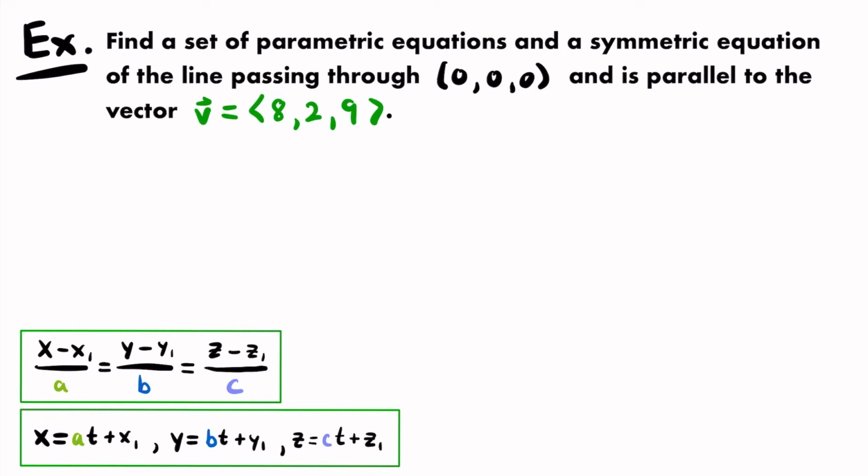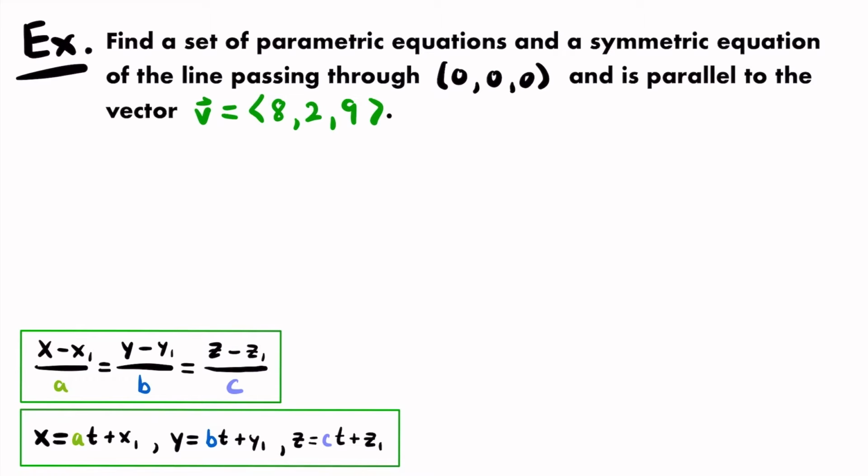Okay, but now ignoring that parameter of t for now, you'll notice that both of these forms of representing a line in 3D involve these values of a, b, and c, as well as x1, y1, and z1, right? All of those values are in both of these forms. And so what do each of those values represent? Well, a, b, and c are called direction numbers. They are the components of your direction vector. The x component is a, the y component is b, and the z component is c.